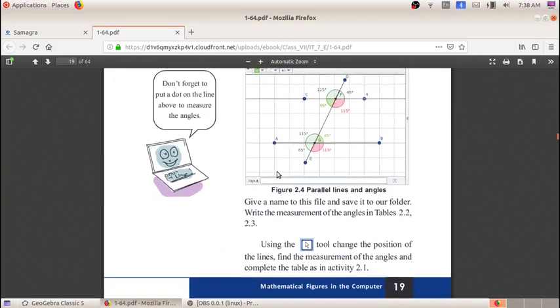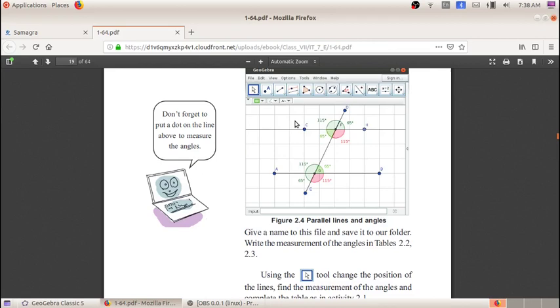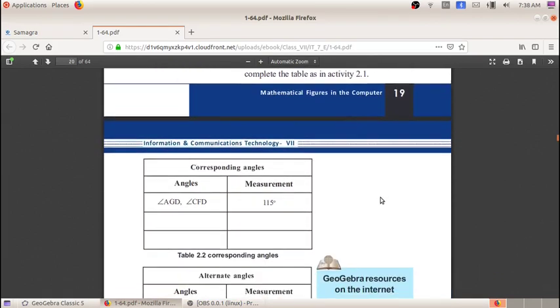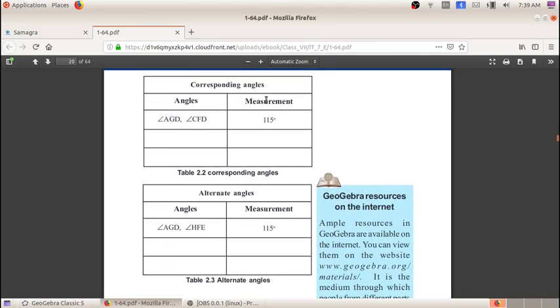In our textbook, page number 19, we have already done this activity, this picture, how to find angles in parallel lines. We are going to find these 4 angles in the same activity. In your textbook, page number 20, you can see these tables.